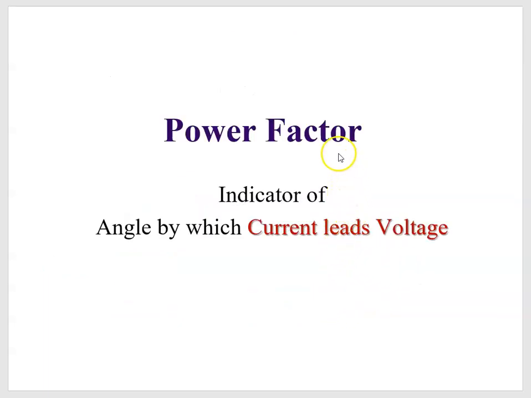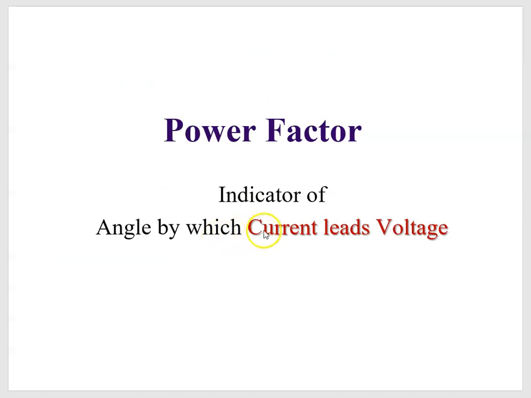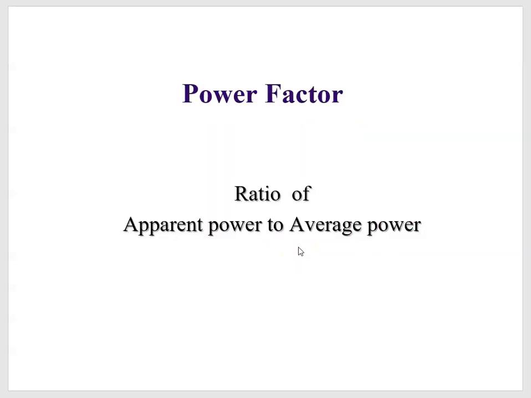The power factor now, this is another important indicator, and it's an indicator of the angle by which the current leads the voltage. We saw that apparent power just looks at the voltage and current magnitudes or amplitudes. The power factor is what recognizes the angle, and it's the angle by which the current leads the voltage that the power factor is considering.